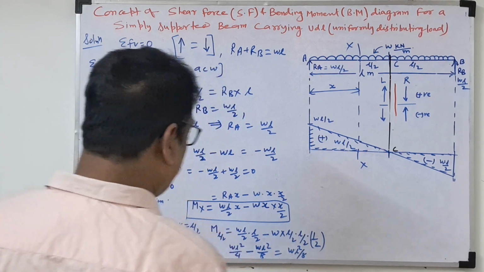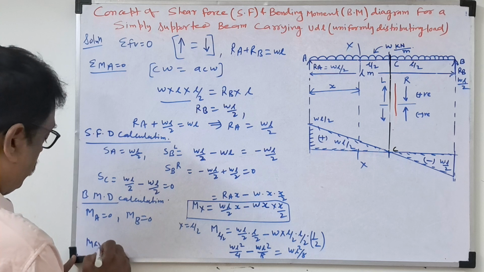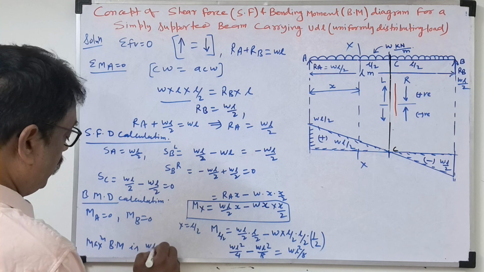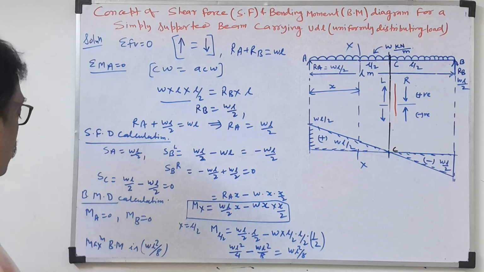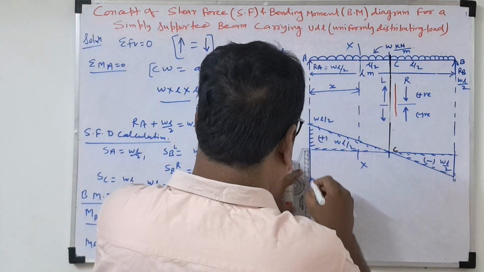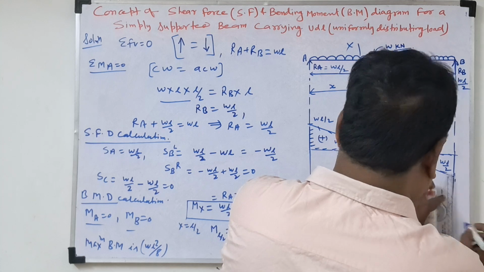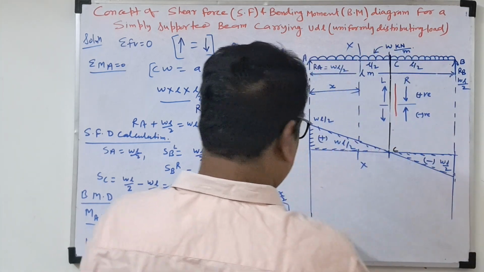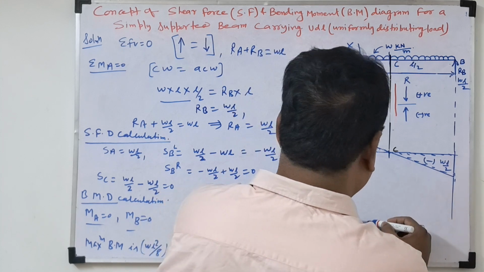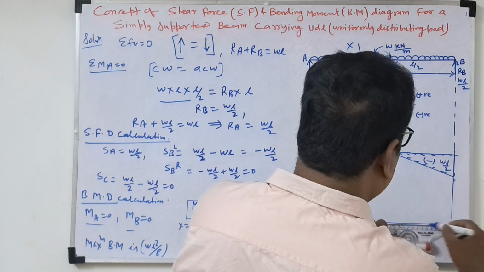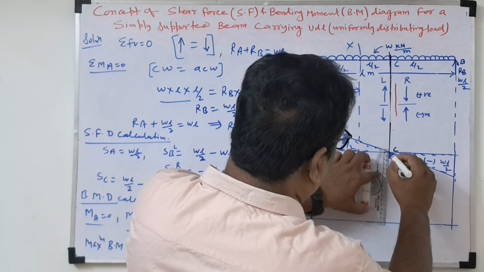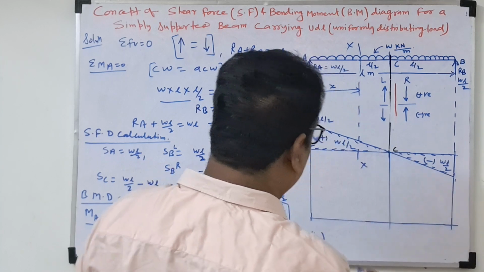So the maximum bending moment is WL square by 8, and that we have to draw. MA and MB will be 0. Before this, extend this line and draw the zero line of the moment diagram, where the bending moment will be 0. Now the shear force at point C is 0, that means the bending moment will be maximum.